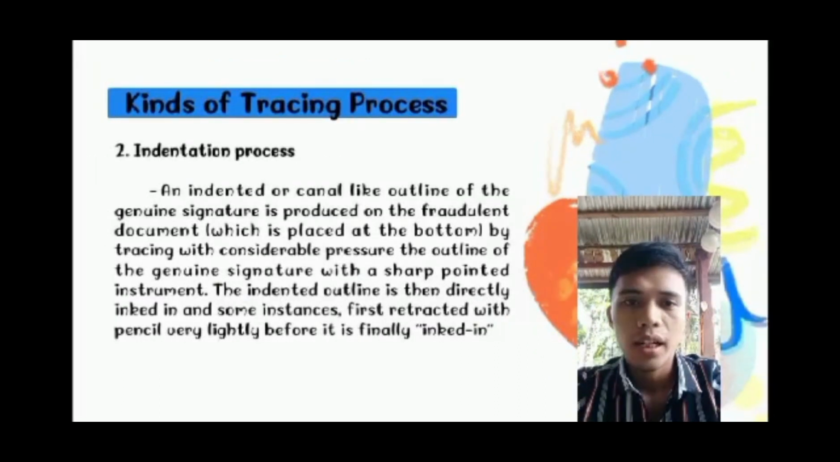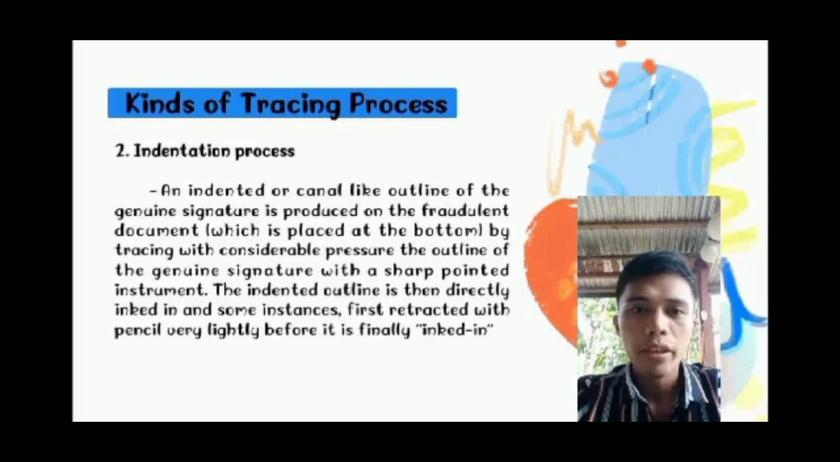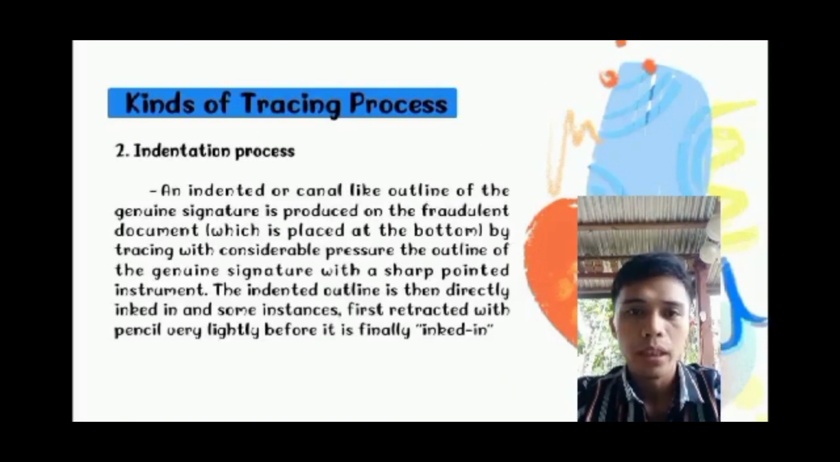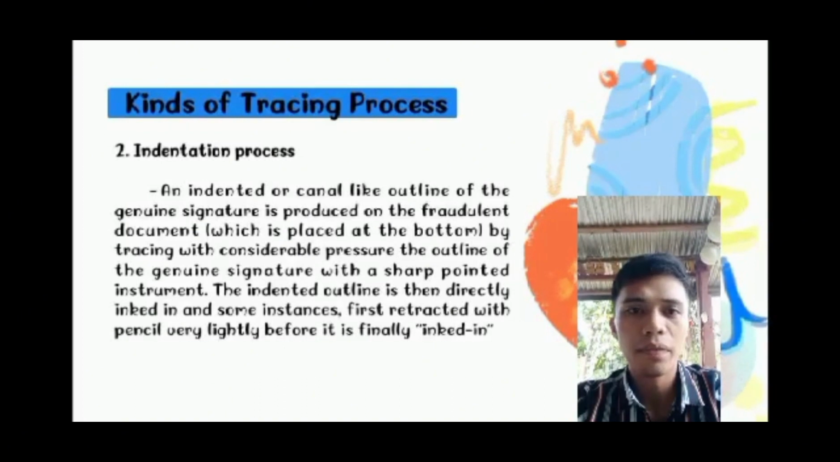Indentation process. An indented or canal-like outline of the genuine signature is produced on the fraudulent document, which is placed at the bottom, by tracing with considerable pressure the outline of the genuine signature with a sharp-pointed instrument. The indented outline is then directly inked in, and in some instances first retraced with pencil very lightly before it is finally inked in.